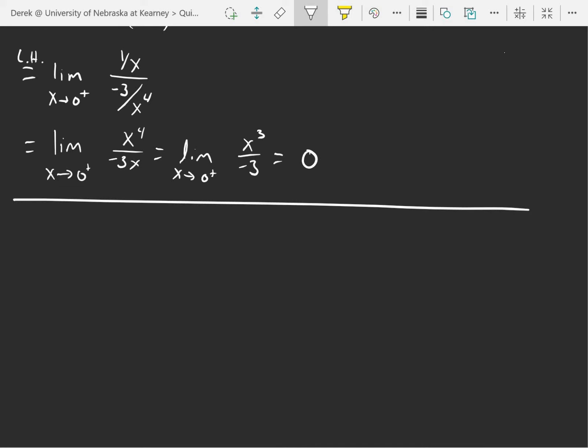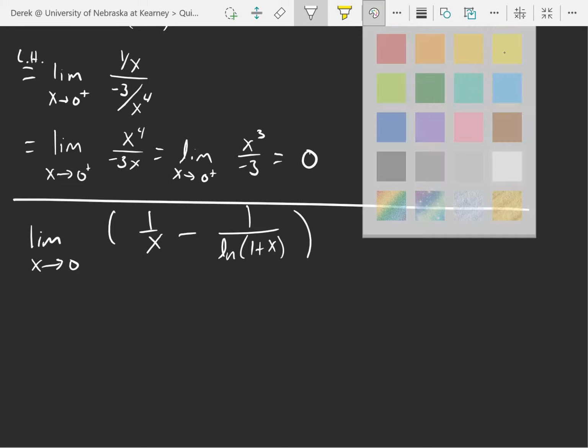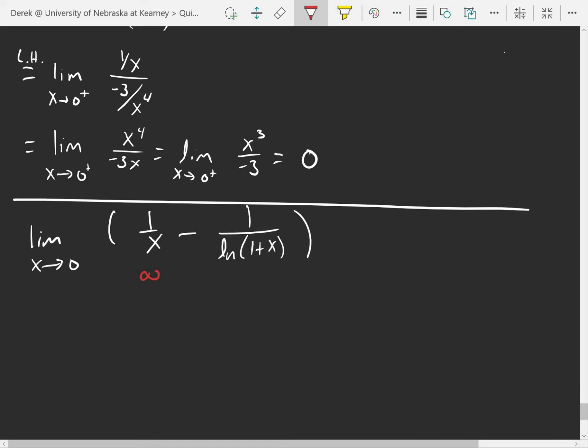Let's do infinity minus infinity. So let's take the limit as x goes to 0 of 1 over x minus 1 over the natural log of 1 plus x. Okay, why is this infinity minus infinity? Well, as x gets close to 0, 1 over x goes to infinity. So this looks like infinity.